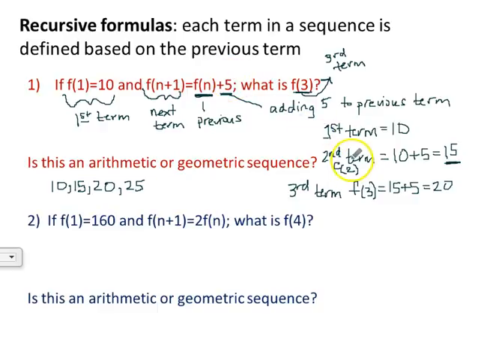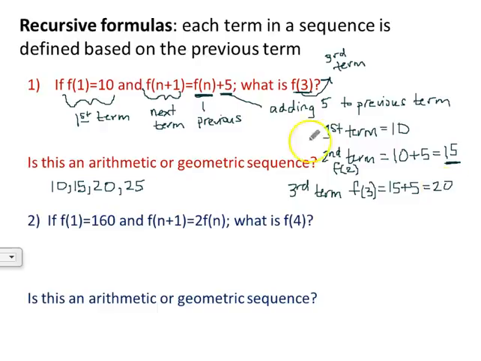Then to find our second term, our previous term was 15. We added 5 to 10 to get 15, and then to find our third term, we took our previous term, which was 15, and we added 5 to it to get 20.